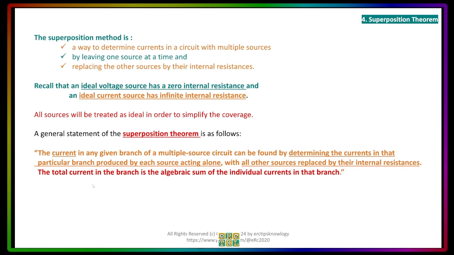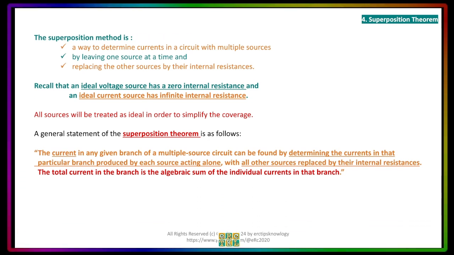The total current in the branch is the algebraic sum of the individual currents in that branch. It seems so hard to understand, but to simplify it, if we would like to know the current of a resistor, we cannot do it directly. What will happen is that we will first determine the current of that resistor, thinking that there's only one source. So if you have two or more sources, you will need to cancel the other source or sources and do your normal series parallel calculations.